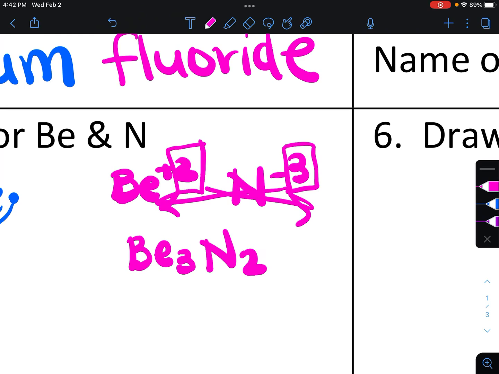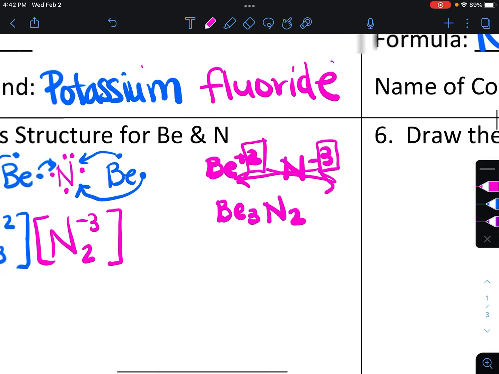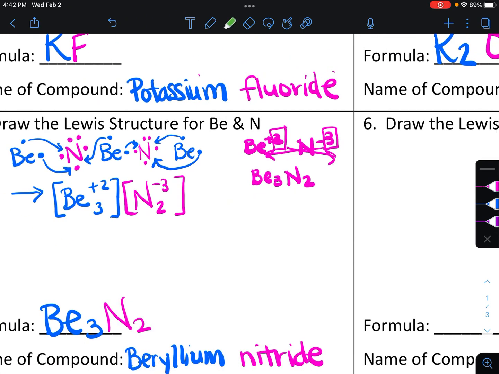So again, we are crisscrossing here. This is the crisscross rule. I double check. Does that match up with what I did the other day? Yep, they're both Be3N2, so the crisscross rule works.